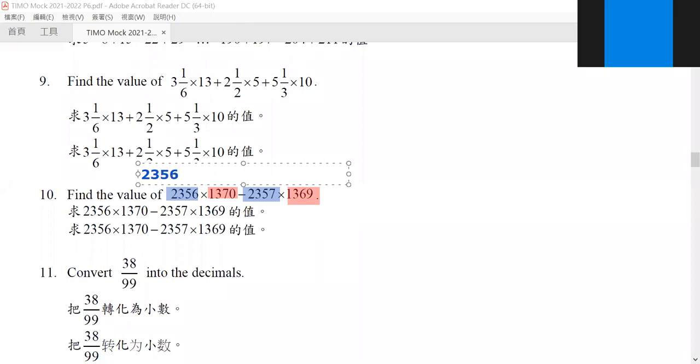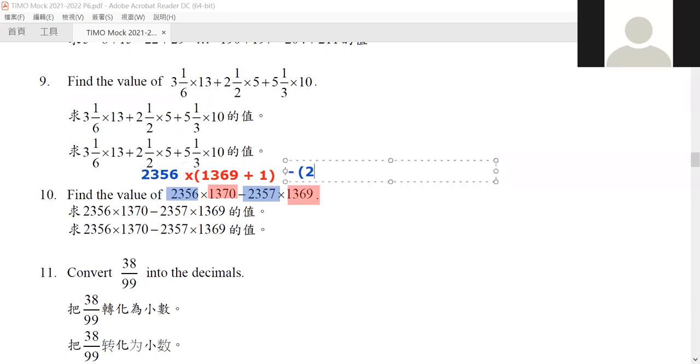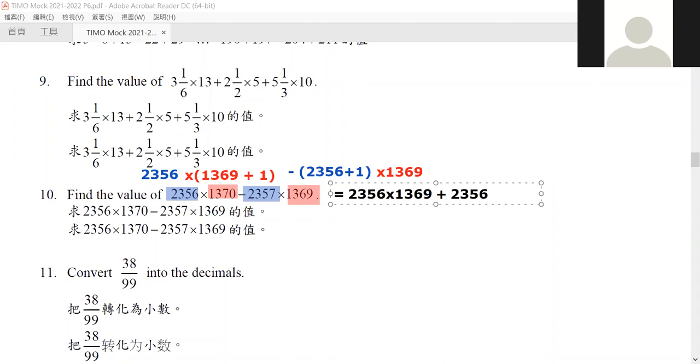So instead of writing this, let me write it in the following form. It will be 2356 multiplied by, instead of saying 1370, we write 1369 plus 1. And the second part, instead of writing 1357, we write 2356 times 1, and then we multiply it by 1369. Now, after we write it like this, we can use our distributive law to rewrite. Again, we want to place our multiplication into each and every term of the bracket. So it will be 2356 times 1369 plus 2356, minus 2356 times 1369 minus 1369. Okay, so this is just by pure expansion.